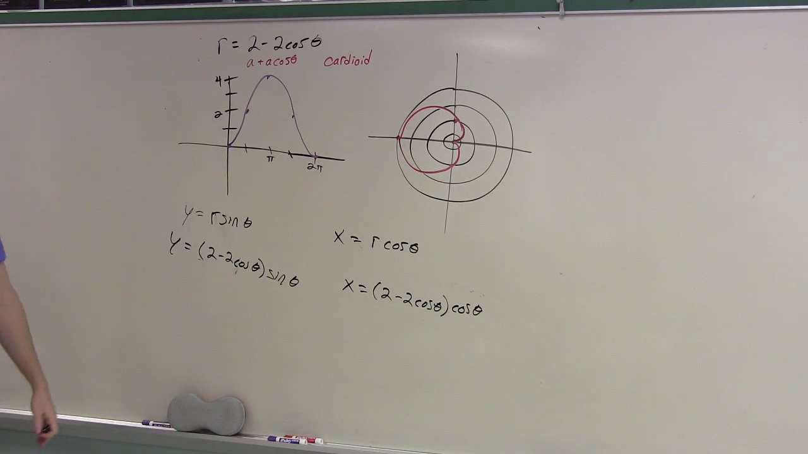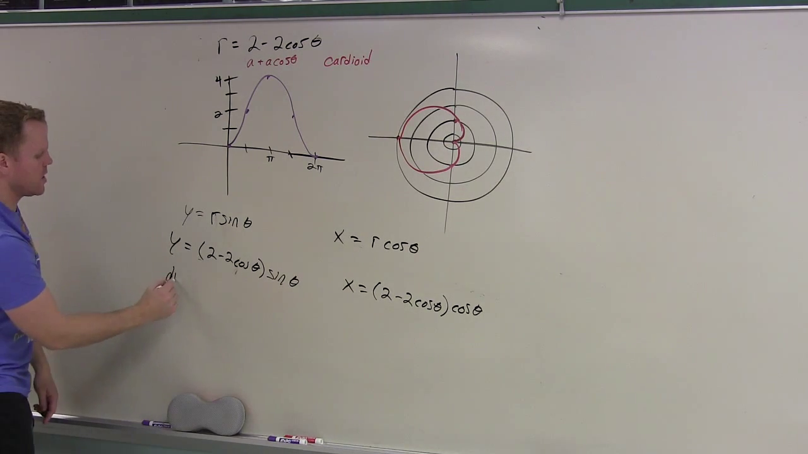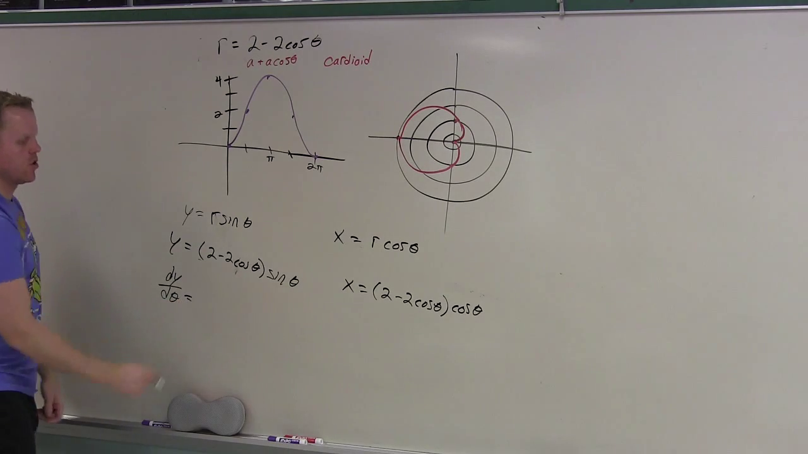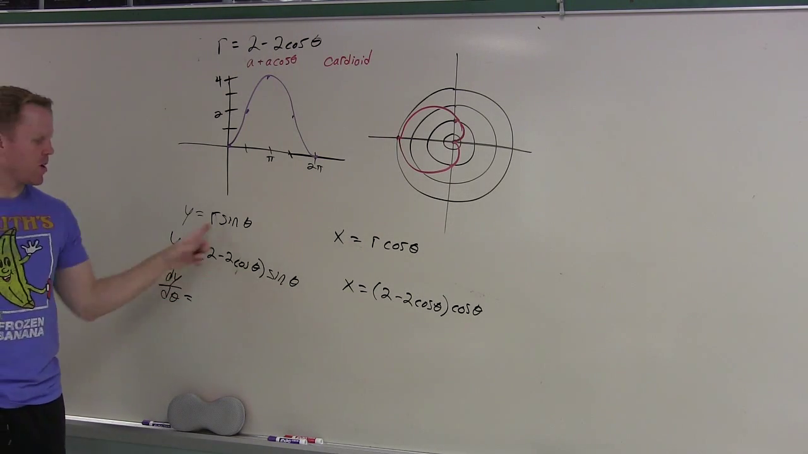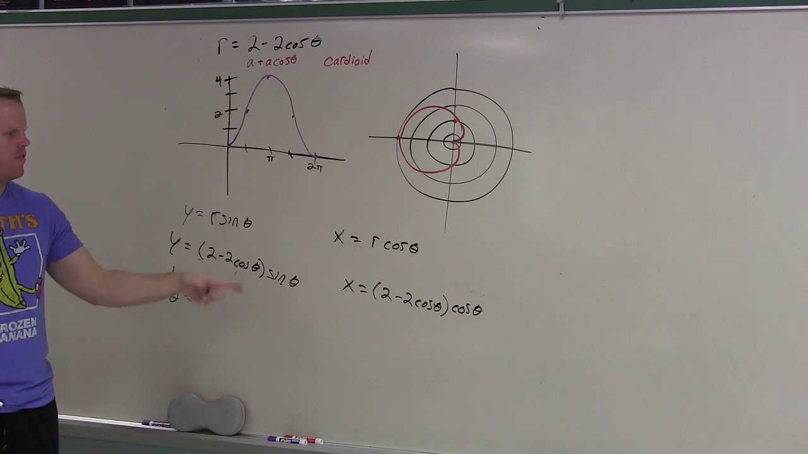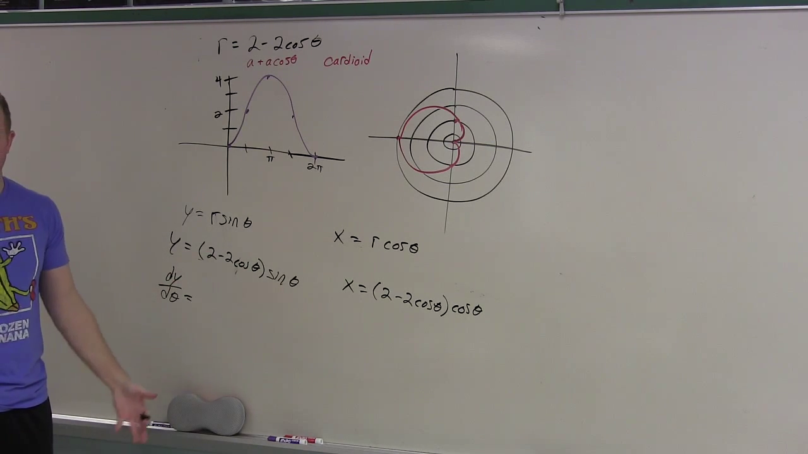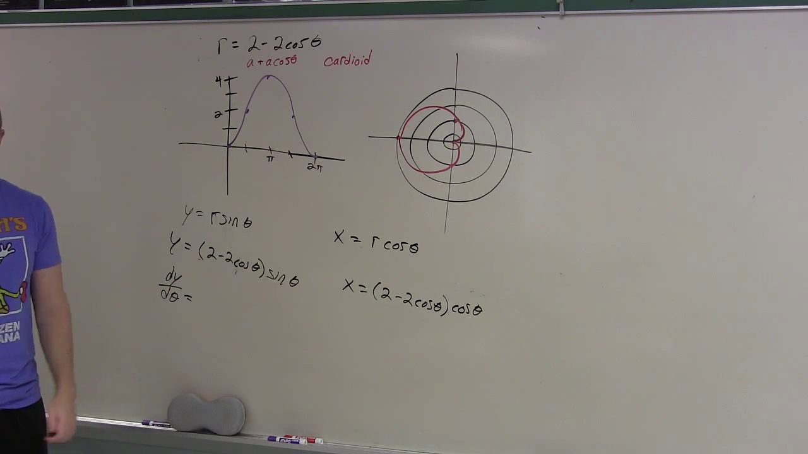And then we just have to do it. And whatever we get, we get. So dy/d theta should be the derivative of this. Maybe you want to distribute before you take the derivative. Maybe you don't. I don't really know. It's kind of a personal preference thing.